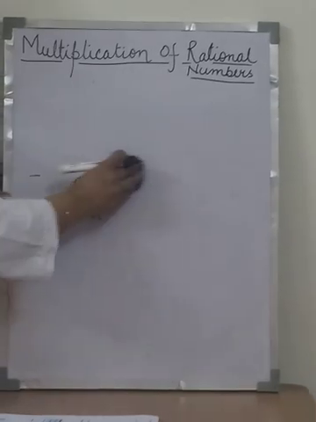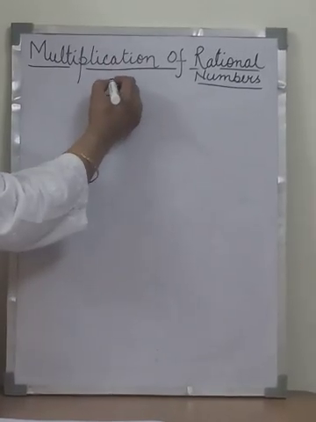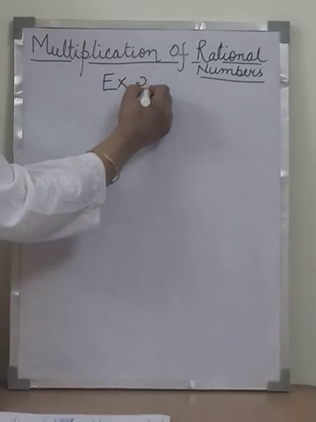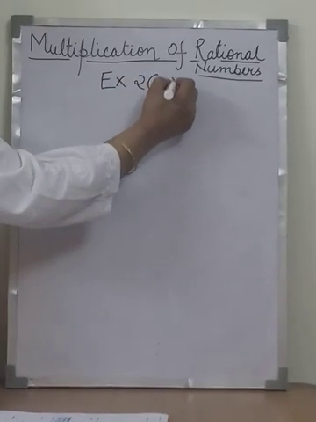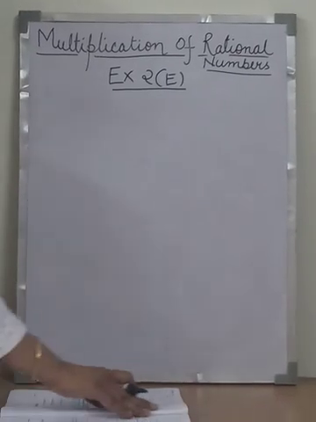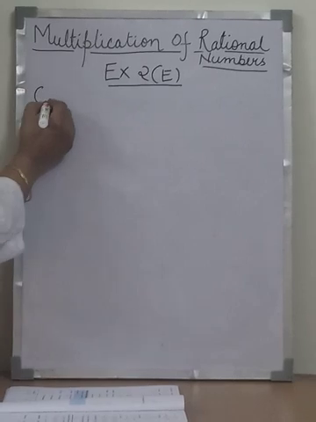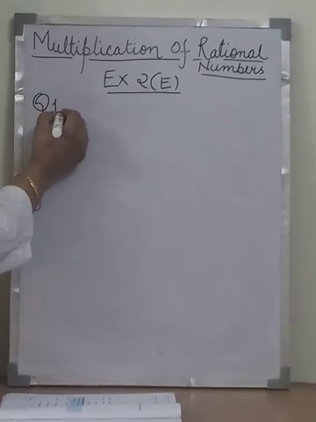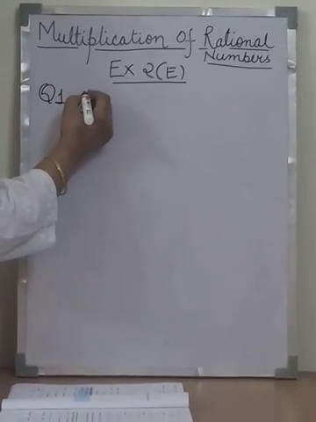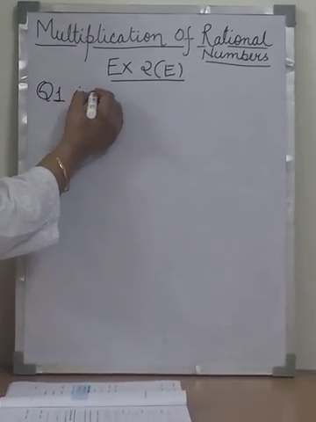Now I discuss the questions of exercise 2E. Exercise 2E is a bit easy. You can do it very easily on your own. Question number 1 has 9 parts. We will do all the parts. So I am doing question number 1, firstly the fourth part for you.